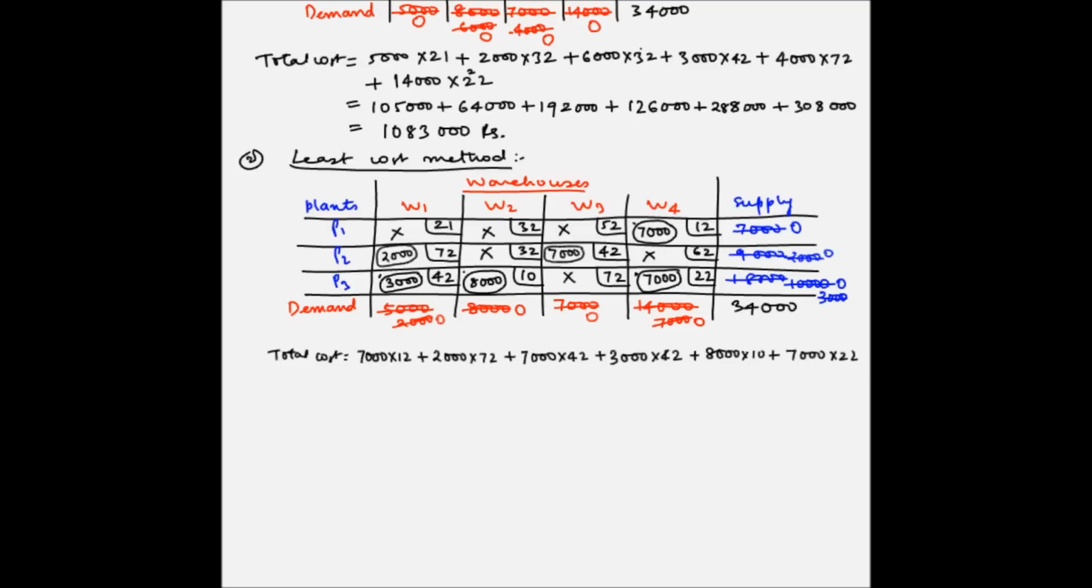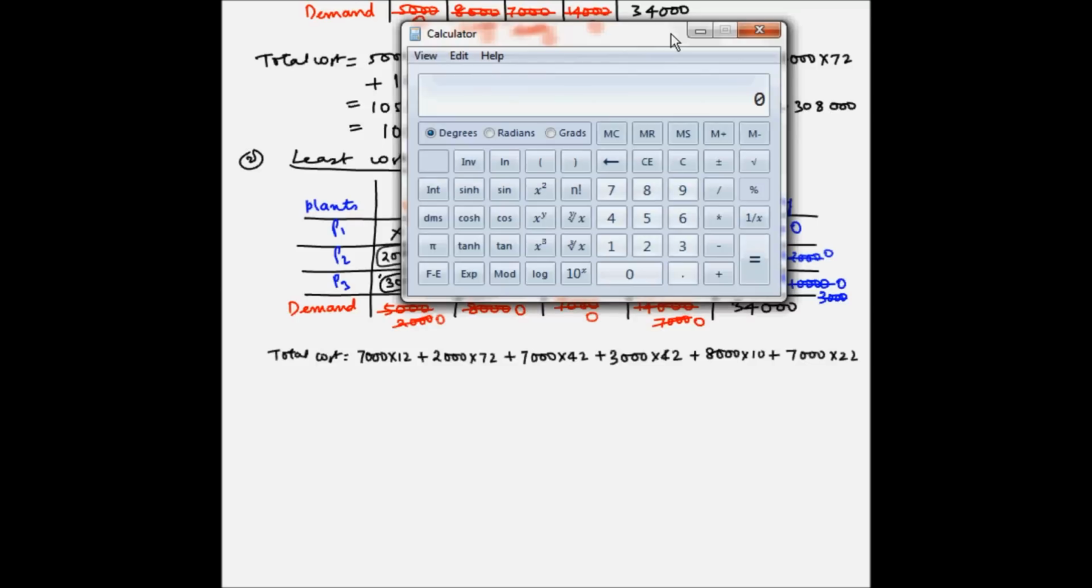So let me pull my calculator here. So 7,000 multiplied by 12 plus 2,000 multiplied by 72 plus 7,000 multiplied by 42 plus 3,000 multiplied by 42 plus 8,000 multiplied by 10 plus 7,000 multiplied by 22 is 882,000. So the total cost is equal to 882,000 rupees.